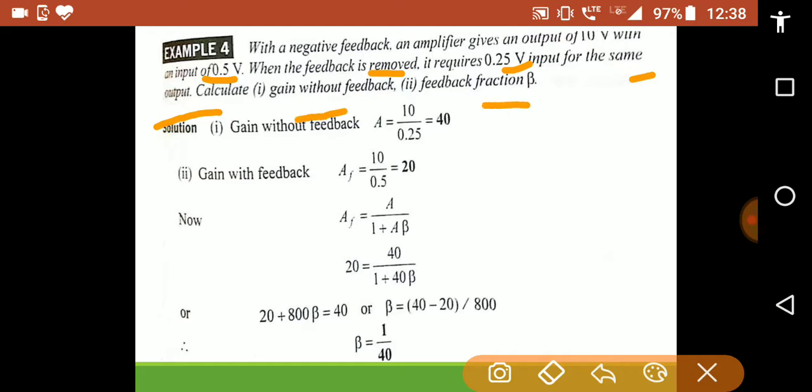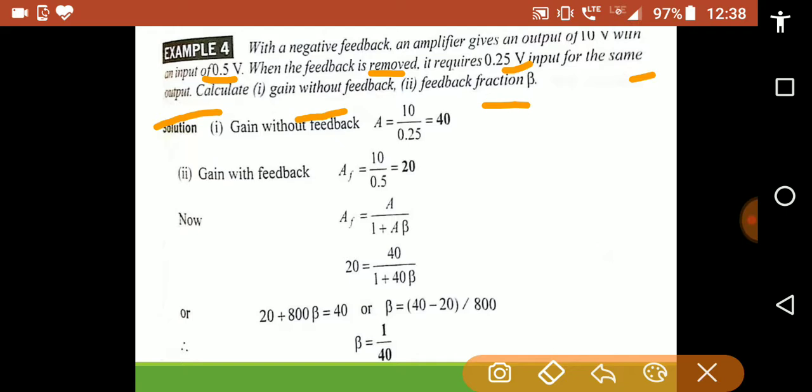So in this question, when feedback is applied, the output 10 volt is given by 0.5 volt input, and when feedback is removed, then output 10 volt is found by 0.25 volt input. So we have to calculate the gain, means open loop gain A, and feedback fraction beta.